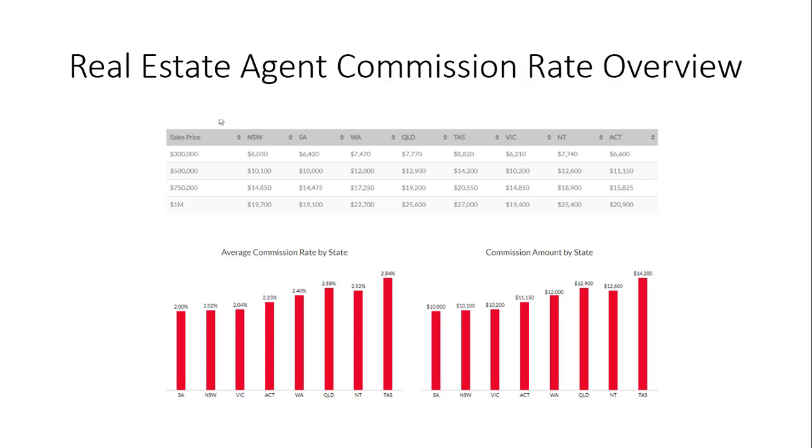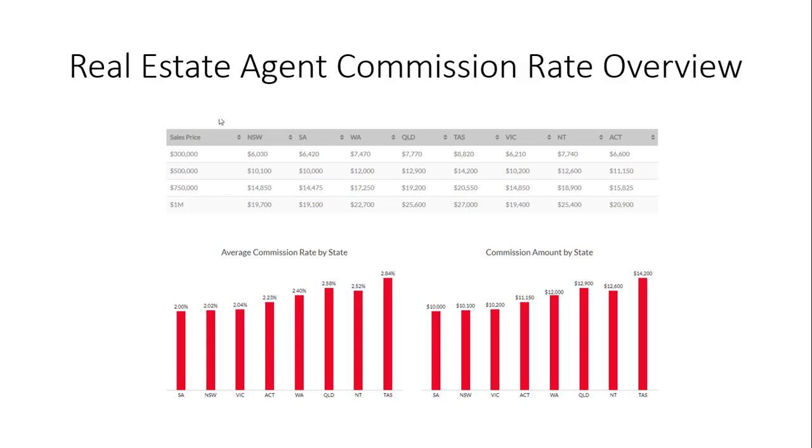And so this is a real estate agent's commission rate overview. In New South Wales, if you sell about a 300K property, you're likely to get about $6,000 commission. In South Australia, you may get about $6,400 commission, and in WA you may get $7,470. In Queensland you may get $770.